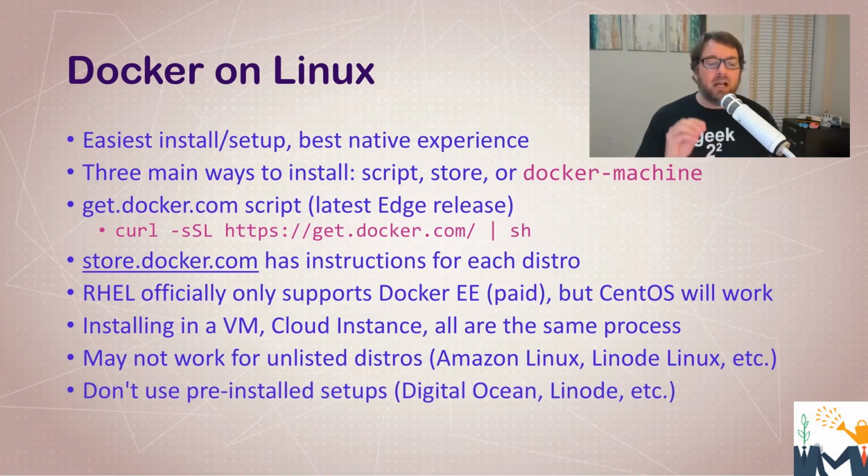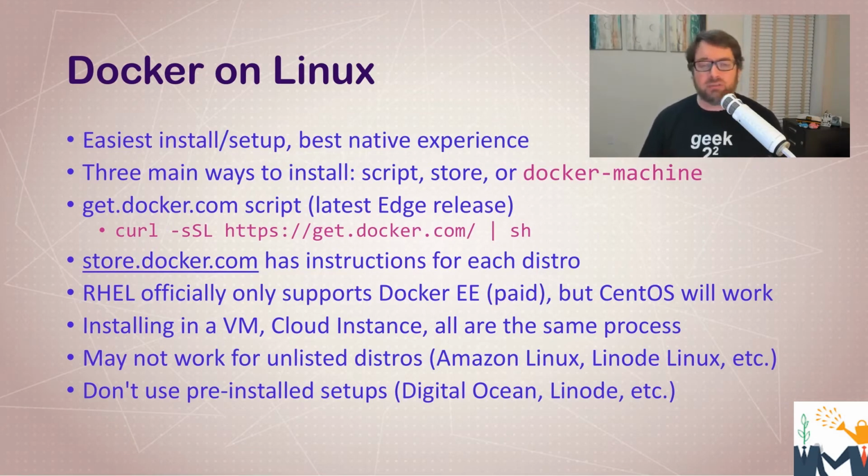And lastly, don't use the pre-installed setups. This is generally my recommendation because Docker moves really fast and you want the latest version of Docker. Even if you're doing production, you want the latest production version when you start out. If you go to DigitalOcean or AWS or Linode, you might find a Linux install that's an easier built-in package that just says, hey, we've already got Docker installed for you. Generally, I don't recommend using those because you're usually going to get an old version.